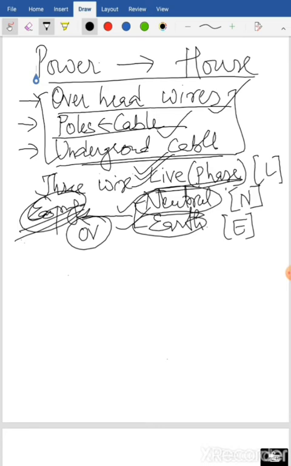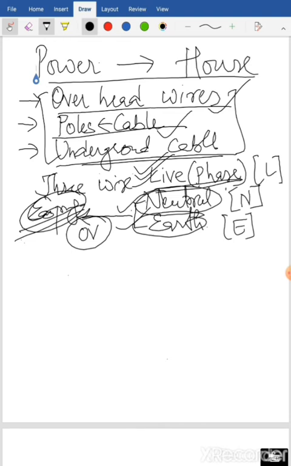So out of these three wires, which have the same potential? So this is your first assignment for the day. Which two wires have the same potential? They are the neutral wire and the earth wire. They have the same potential, that is 0 volt. So this will be your answer. So you will write this one.